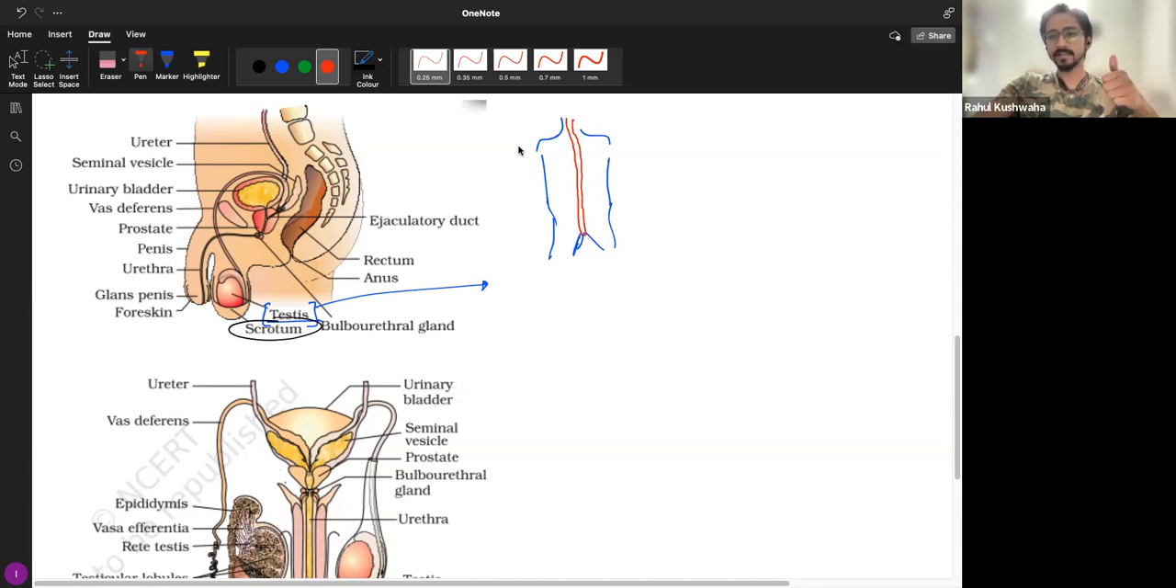Theoretically the concept is, do you understand what I'm drawing here? Yeah. Okay. Yes.